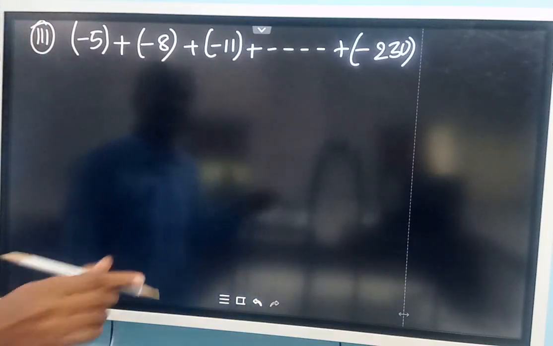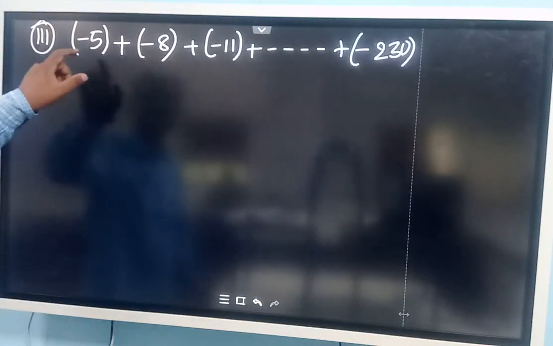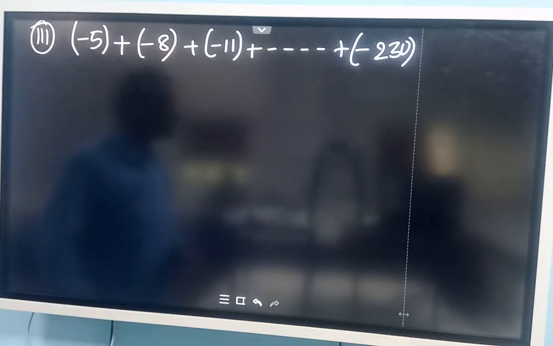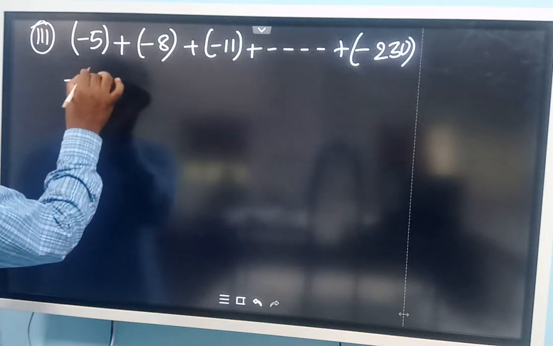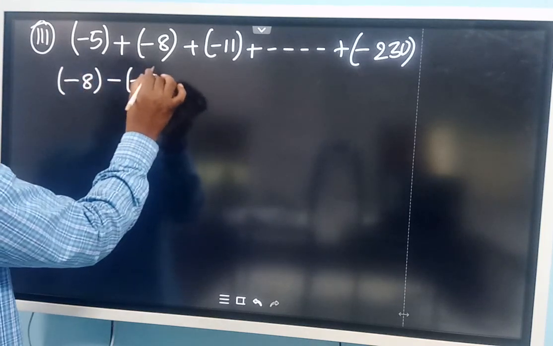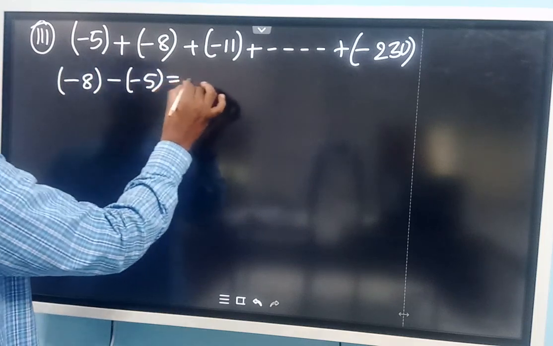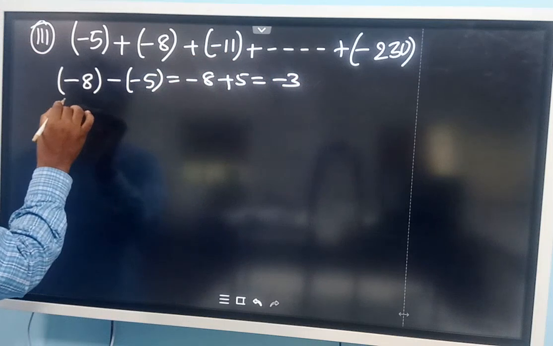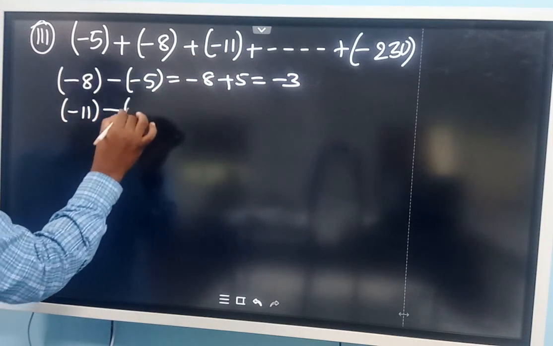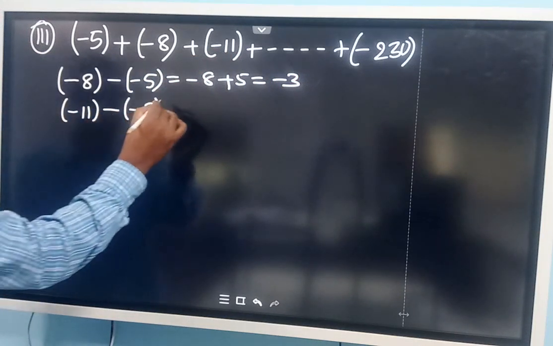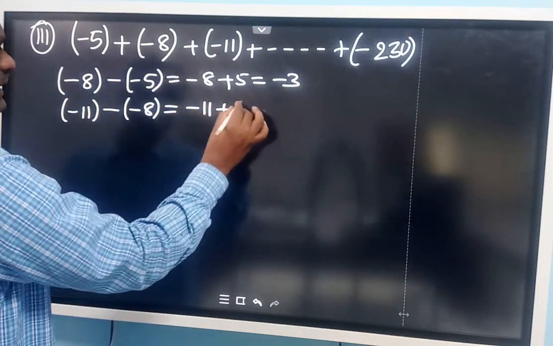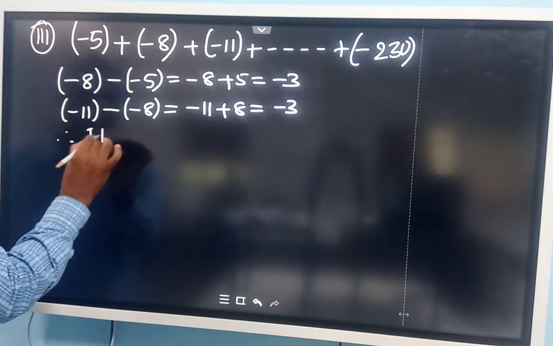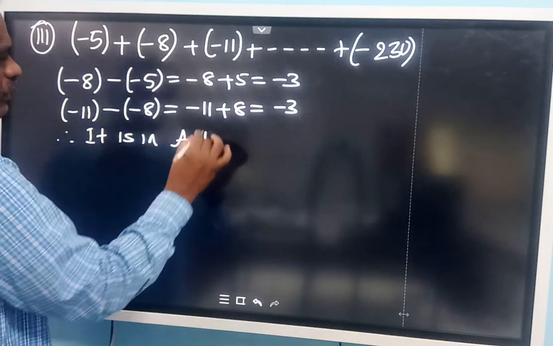The given list of numbers is like this: minus 5, minus 8, minus 11, up to minus 230. Let us check whether it is in AP or not. So minus 8 minus of minus 5. We are finding the difference A2 minus A1. So minus 8 plus 5, it gives you minus 3. Then third term minus second term: minus 11 minus of minus 8, so minus 11 plus 8. Again it is minus 3. So therefore it is in AP, arithmetic progression.